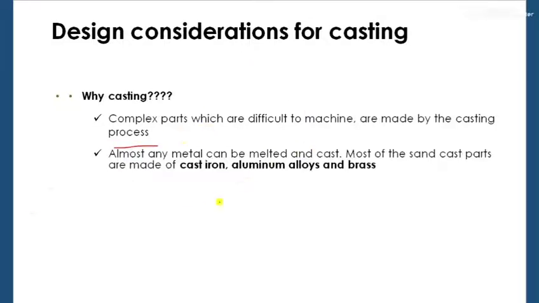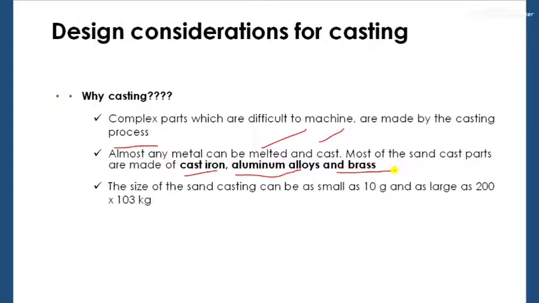Almost any metal can be melted and cast. Most sand castings are made of cast iron, aluminum alloys, brass, etc. These are the basic materials, or you can say the most frequently used materials, for casting.